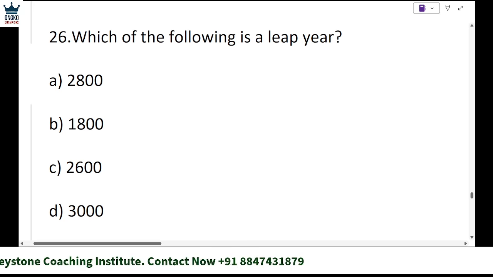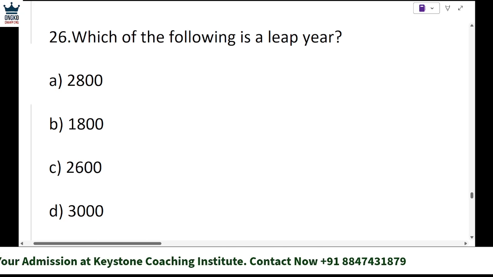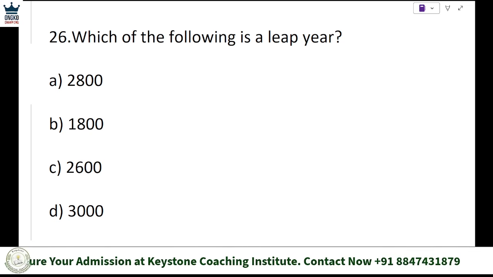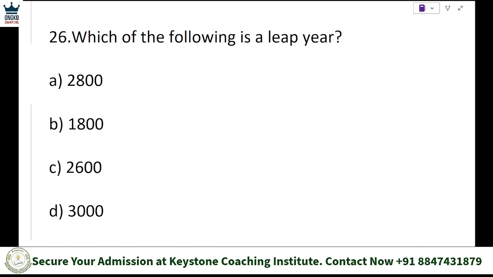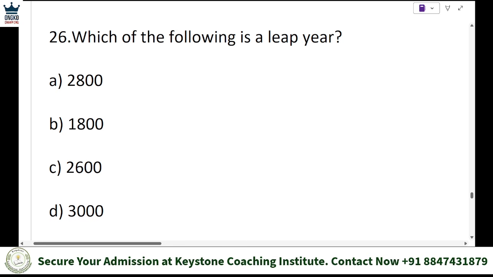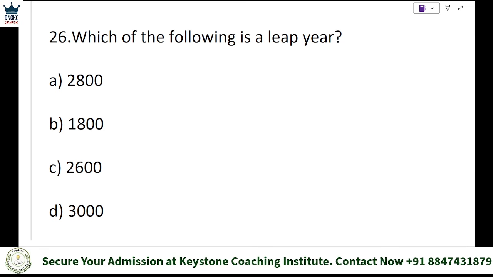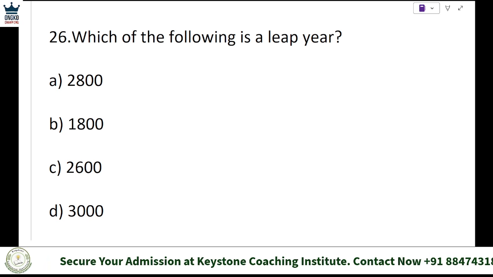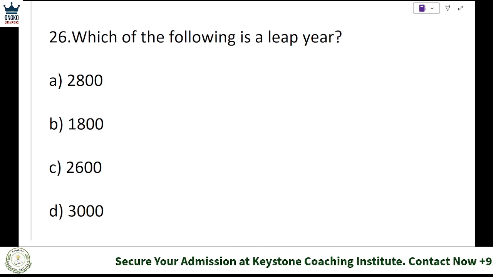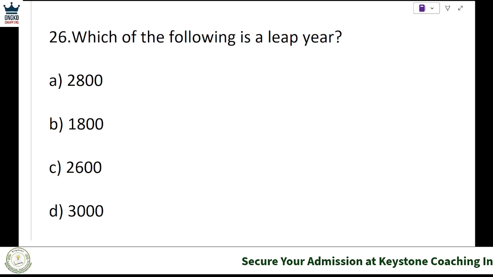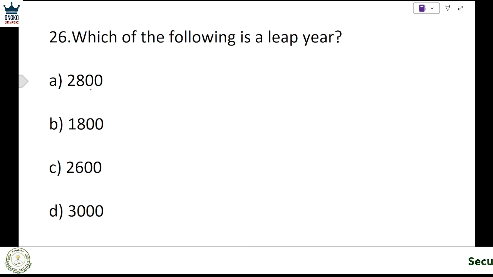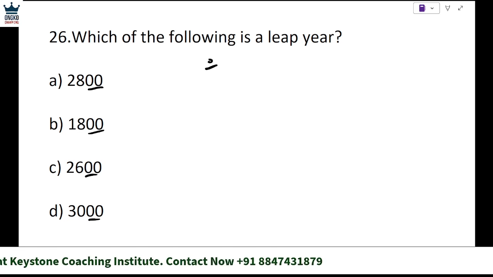Okay, question number 26. This is from calendar. It's been a while since we had a calendar question, but in case of calendar questions, this is how we do it. Which of the following is a leap year? They are asking us to find a year which is a leap year. So keep this in mind: if it is a normal year, it is not a century year. If it is a century year, then it must be divisible by 400.